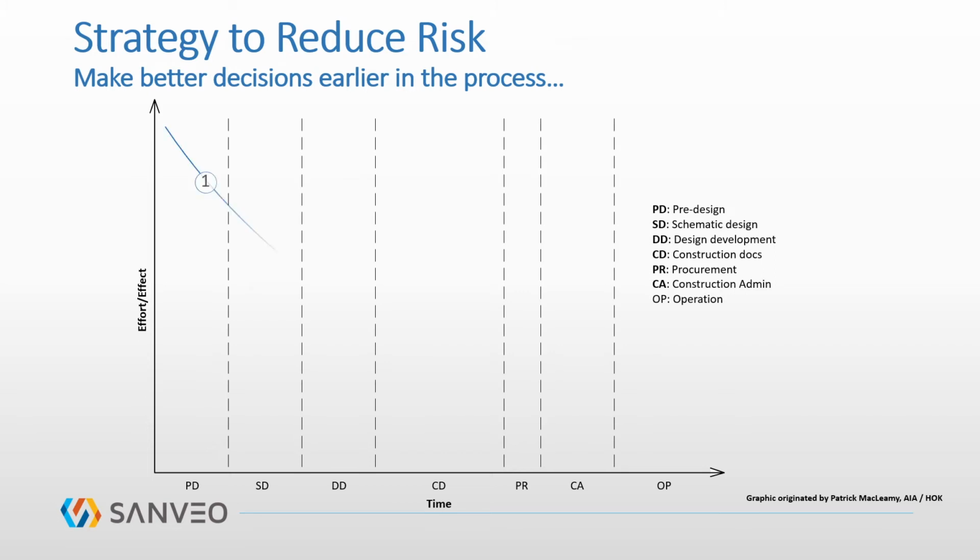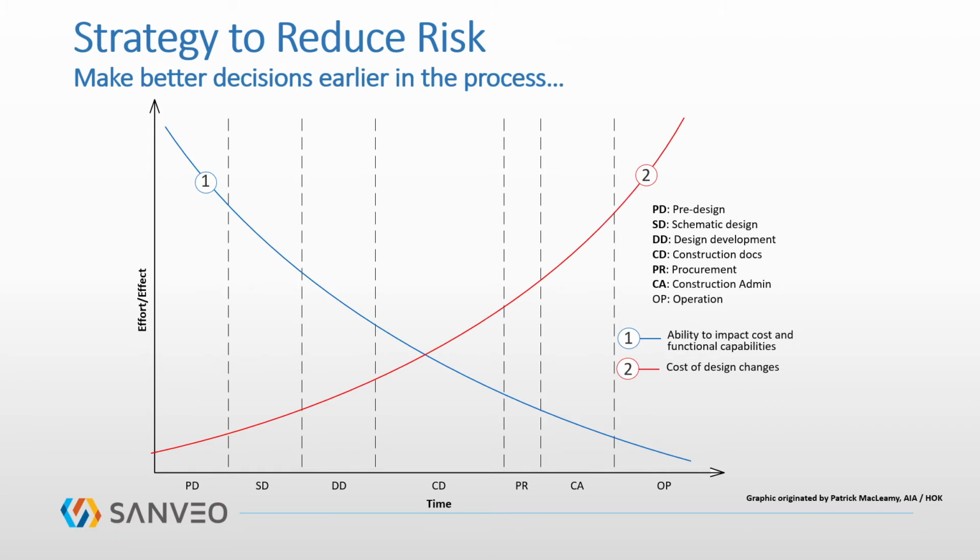The first curve is indicating the ability to impact cost and functional capabilities. Early on in a project, changes can be made that will drastically have an effect on the cost or function of the project. For example, we can change the design from a multi-story building to a single-story building. As the project continues, we are not as likely to make drastic changes because we are too far along in the project. The second curve represents the cost of these design changes. As the project progresses, changes that are made will become more expensive.